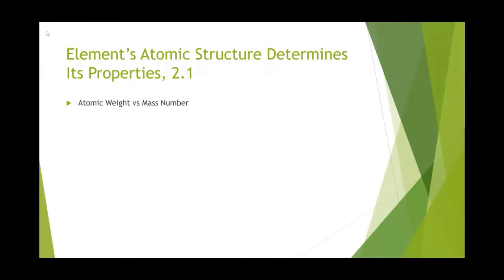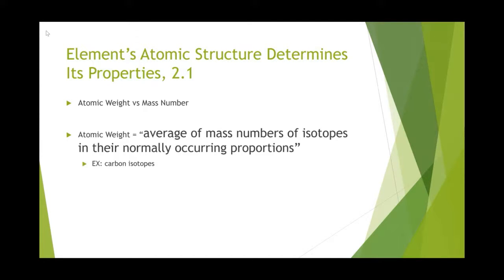The first person, very close, nice try, that's okay. The second person who just answered, yes, that is correct. Technically speaking, atomic weight is the average of the mass number of isotopes in their naturally occurring proportions. That's a really weird statement in my opinion, but what she's basically saying is this: if I have these carbon isotopes, you can have carbon 12, carbon 13, carbon 14.